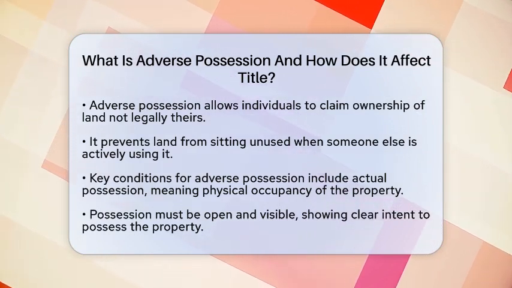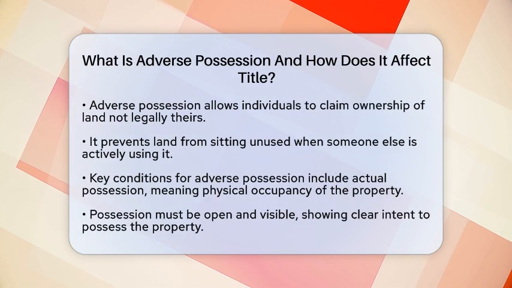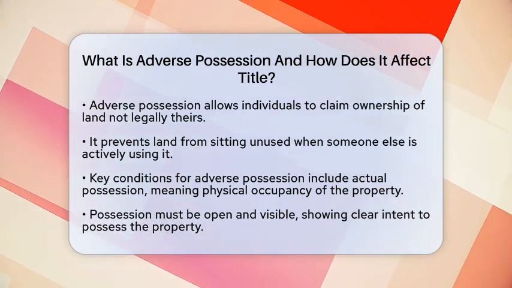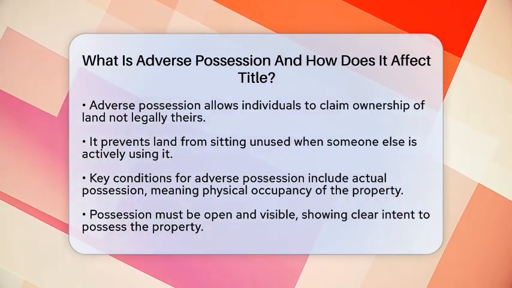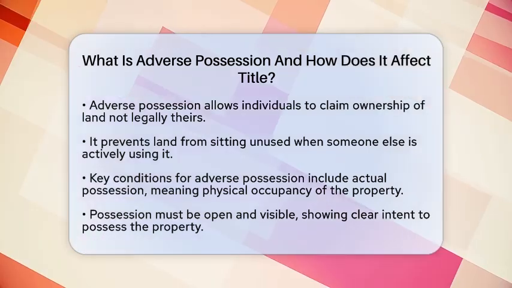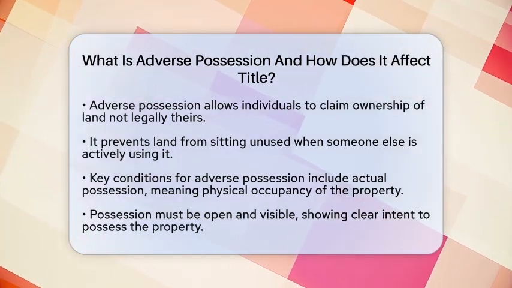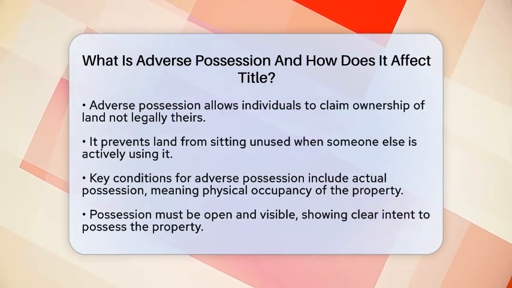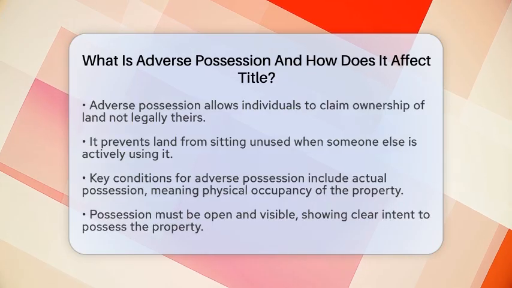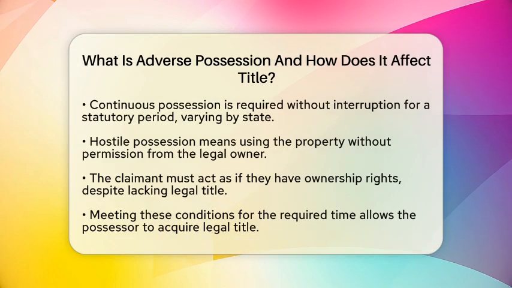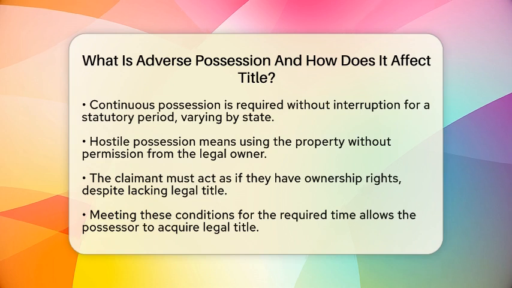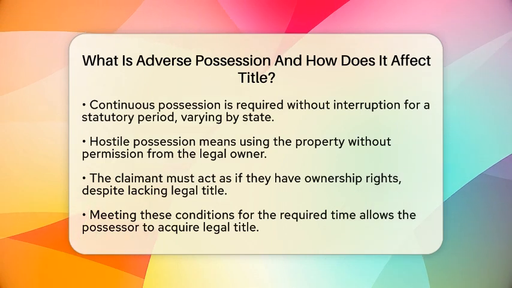The idea is that land should not sit unused or neglected when someone else is actively using it. To successfully claim adverse possession, a few key conditions must be met. First, there is actual possession. This means the individual must physically occupy the property. Next, the possession must be open and visible. This means their use of the property should be obvious to anyone, showing a clear intent to possess it.